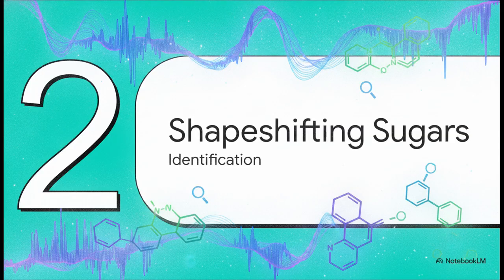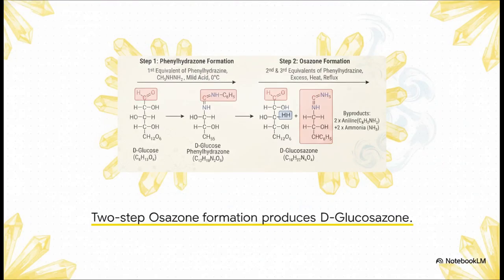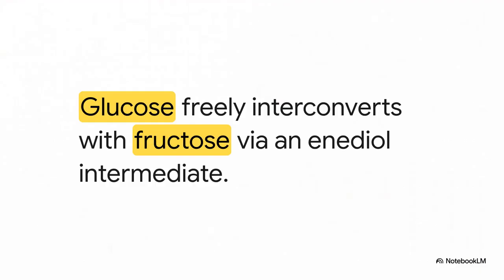Moving right along to Section 2, Identification and Rearrangements, what I like to call shape-shifting sugars. So how do chemists actually spot these tiny molecules in the lab? Well, look at the reaction of the carbonyl group. Here, glucose reacts with excess phenylhydrazine in a heated 2-step process to form D-glucosazone. And what's cool is this creates a very characteristic yellow crystalline compound. Chemists actually use these distinct crystals, and specifically their exact melting points, as a sort of molecular fingerprint to positively identify the sugars.